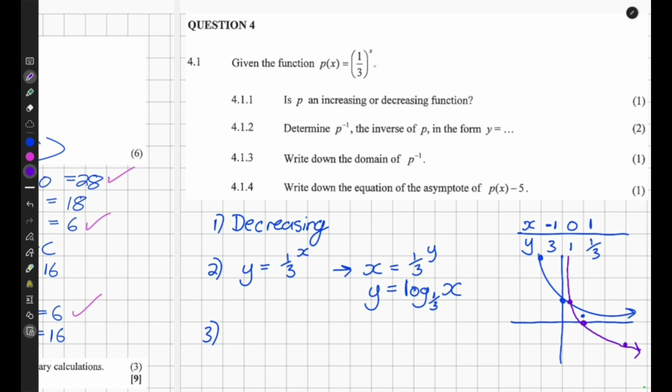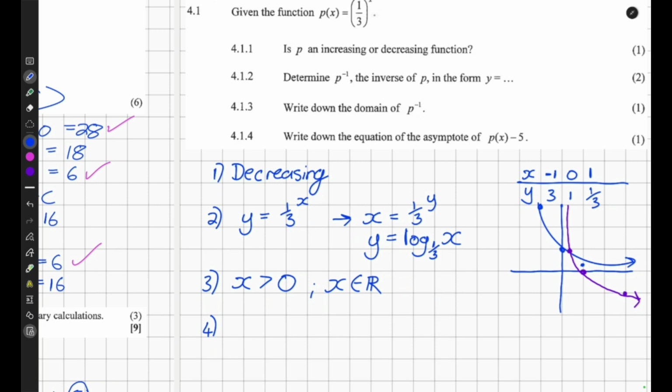And I can clearly see the domain only starts when x is bigger than 0. So my answer to this question would be x is greater than, but not including, 0, and x is an element of real numbers. Question 4, write down the equation of the asymptote of p(x) minus 5.